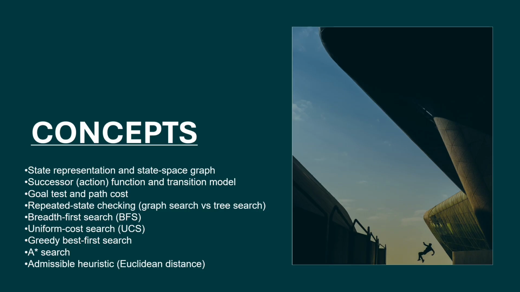To address these questions, we use core AI concepts such as state space representation, successor functions, goal test, and path cost. We also compare uninformed methods like breadth first search and uniform cost search with informed strategies like greedy search and A*, using an admissible heuristic based on Euclidean distance.